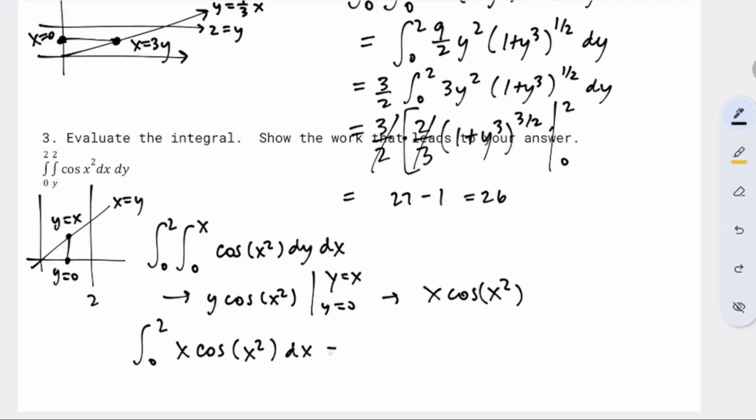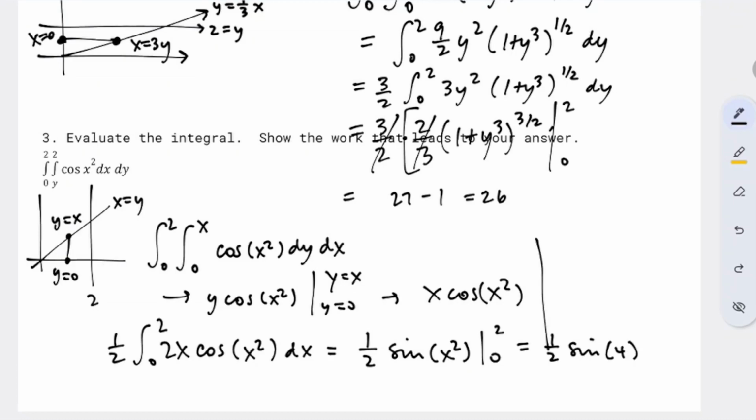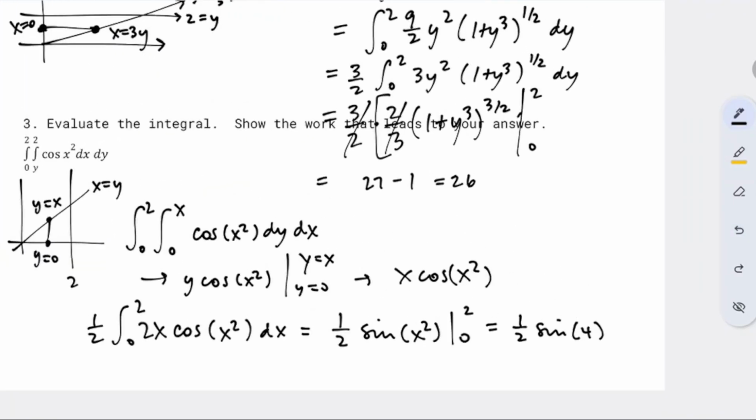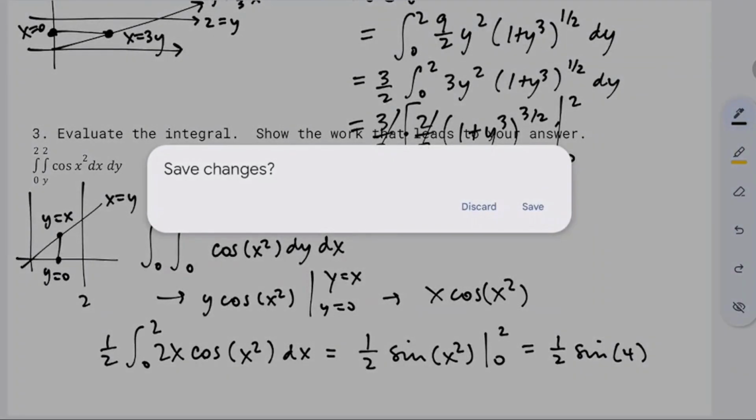I think I can think of an antiderivative for that. I want 2x, and I can account for that by doing this, and saying that's going to be sine of x squared, that antiderivative, on the inside of the integral. So 1/2 of the sine of x squared, x running from 0 to 2. I know the sine of 0, but I don't know the sine of 4, so that's going to be 1/2 of the sine of 4. I think that's all for this one.